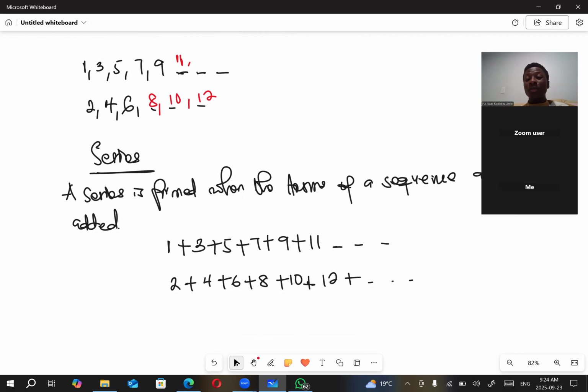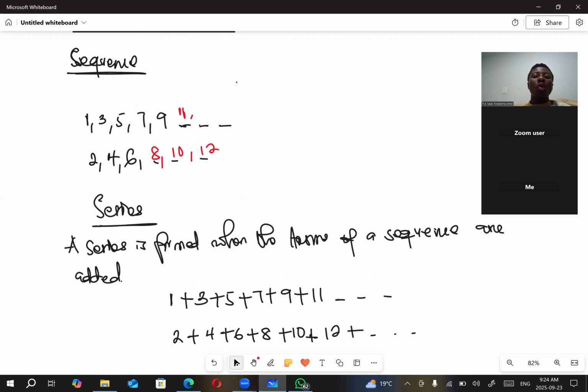Listen, don't joke with this. Very examinable. Every year, when questions come and we are solving, I see them all running through and through. So don't joke with that. Okay. Now, the numbers in sequences are called terms. So the items in sequences are called terms. This one is a term, this one is a term, this one is a term, like that.